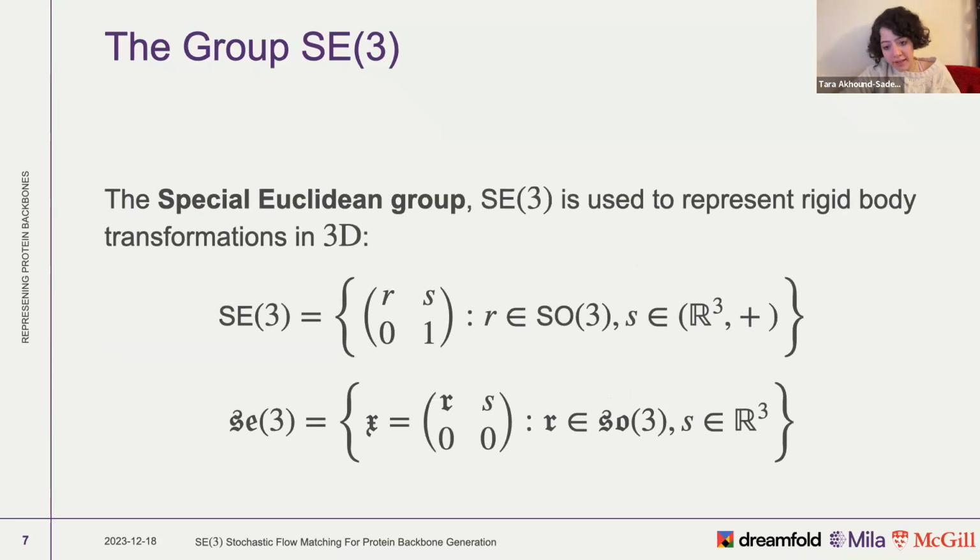But what we're actually working in, as I said, is n copies of SE3. So we basically have the SE3 group, which is the special Euclidean group that is used to represent rigid transformations. So this group is a group of 4x4 matrices. It has the rotation matrix part and the translation vector. And then the Lie algebra for this is again the Lie algebra of SO3 and again a translation vector, because the Lie algebra of translation is just translation.